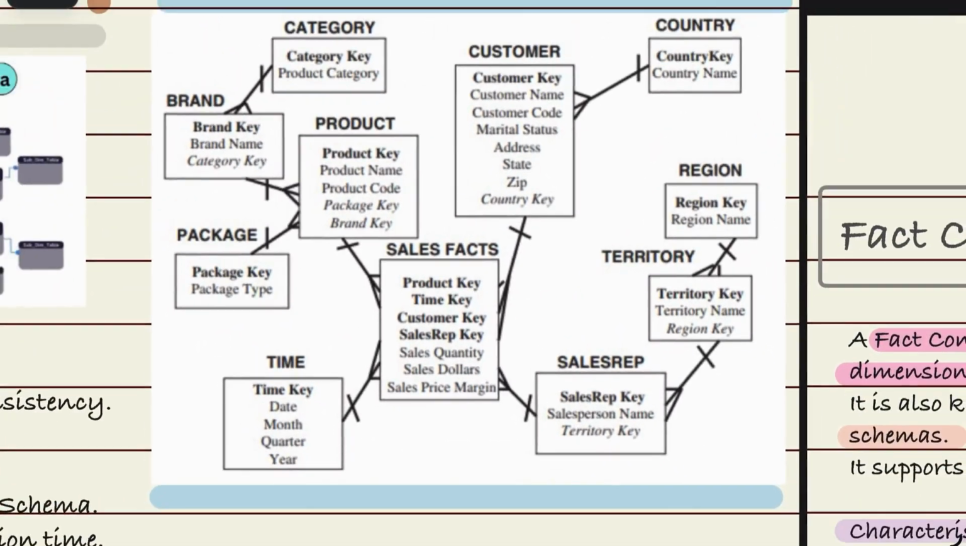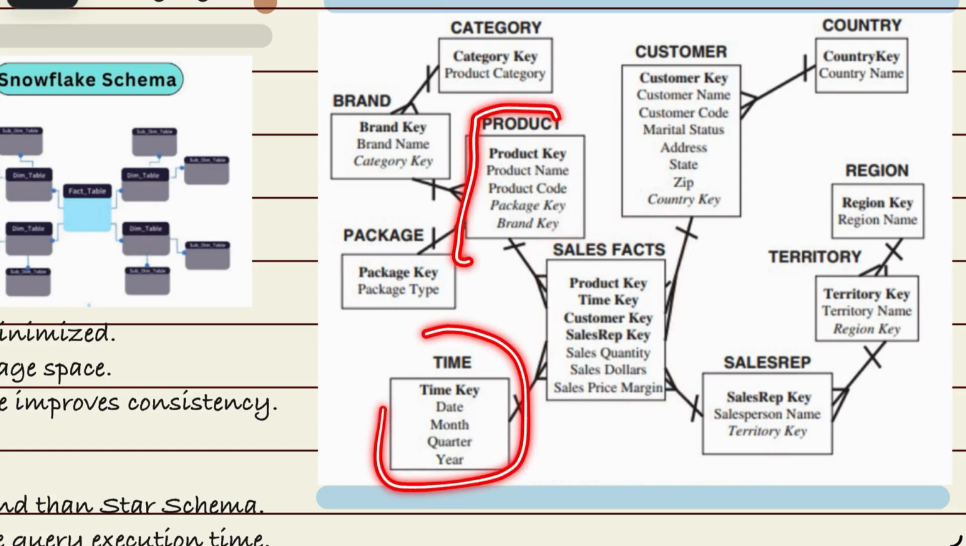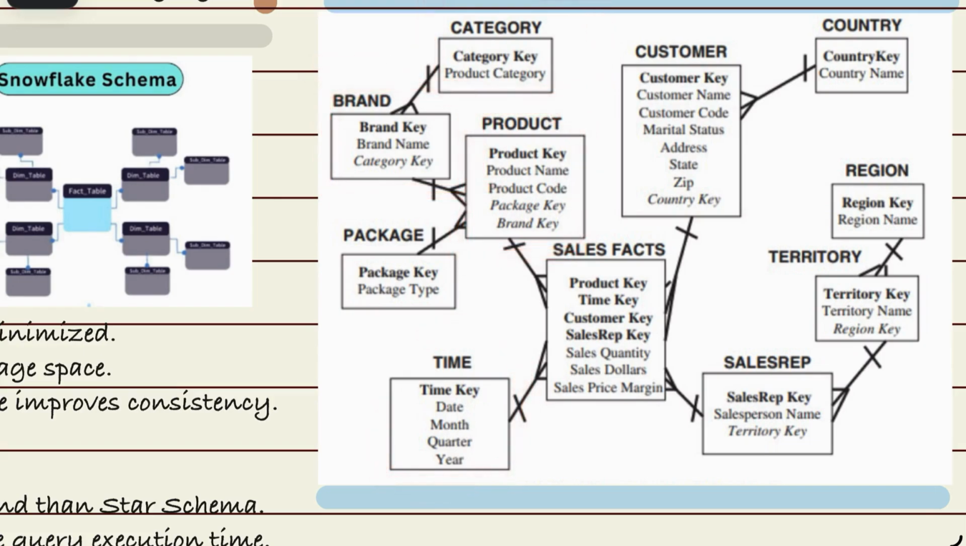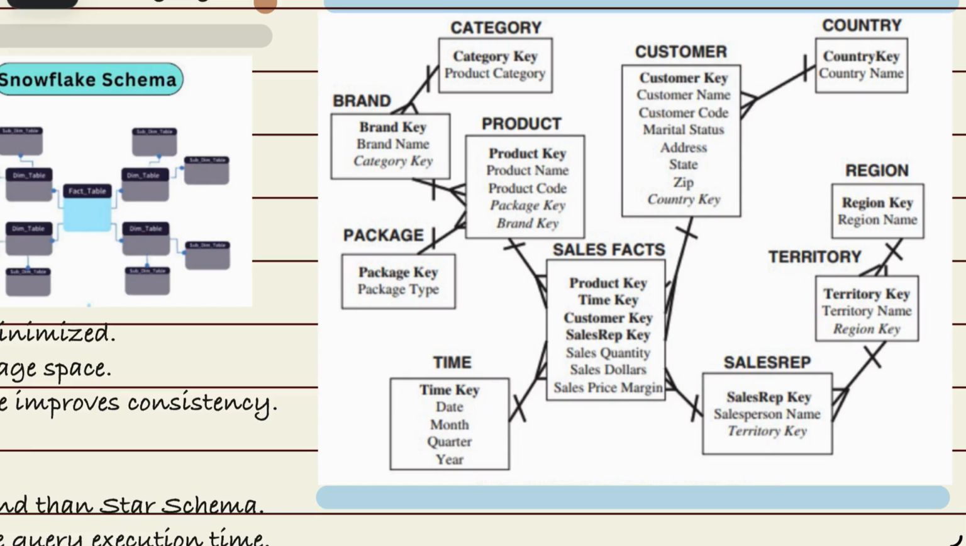So you see an example over here that there is sales fact in between. We have time. So see here we have product, which is further divided into brand and then category, right? And there is also package coming out of product as well. Then you see customer, there might be repeated country again and again, so we created another dimension for the country. You see there is sales representative, and we created territory, and then from that we created region. So what we are doing, we are normalizing the data so that there is no more repetition again and again of a particular column or particular value.